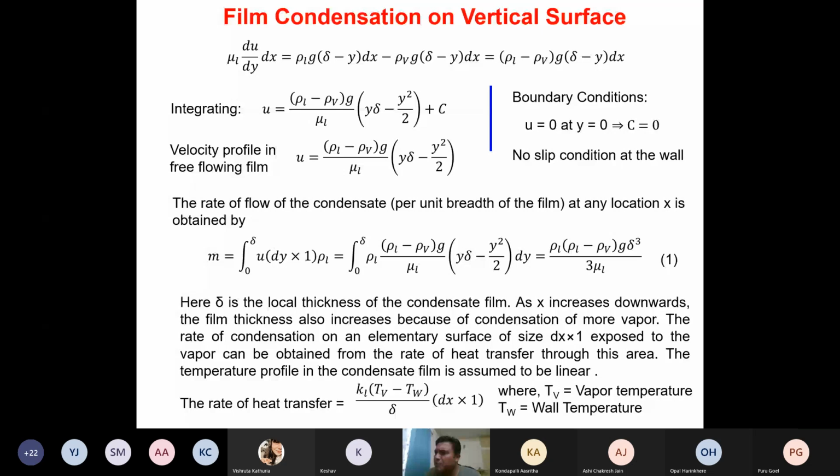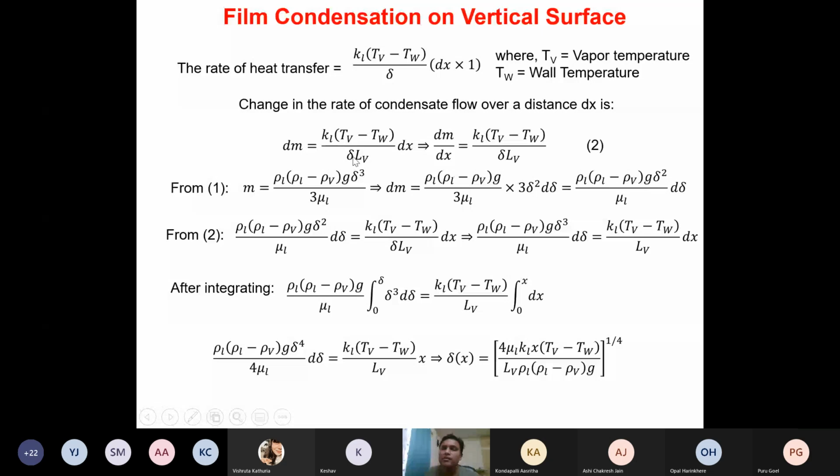Okay, and this amount of heat transfer is resulting in the condensation of the liquid. That means if you divide this rate of heat transfer by the latent heat of vaporization, what we are going to get is the amount of vapor that is being condensed at that particular element, isn't it? So that is what is being done here. So we have obtained the rate of heat transfer, and if we divide it by the latent heat of vaporization, we get the amount of vapor being condensed in the element. So that is what is given by dm here. Okay, so this is equation number 2.